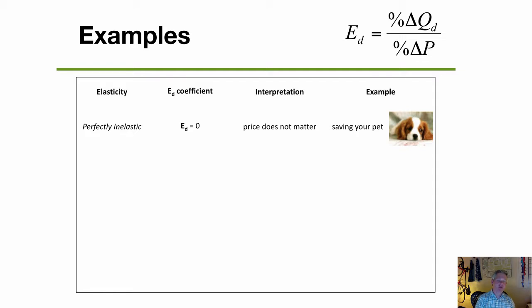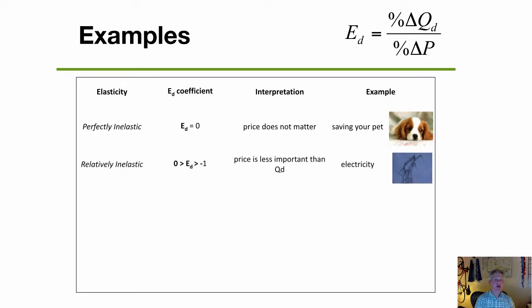Another example that people often use is getting life-saving medicine. You have inelastic demand for that life-saving medication. You would pay whatever it takes to save your life. What is relatively inelastic? Elasticities between 0 and -1. Price is less important than the quantity demanded. Something like electricity: your quantity demanded changes when the price goes up, but it doesn't change by the same magnitude because you've got to have it.